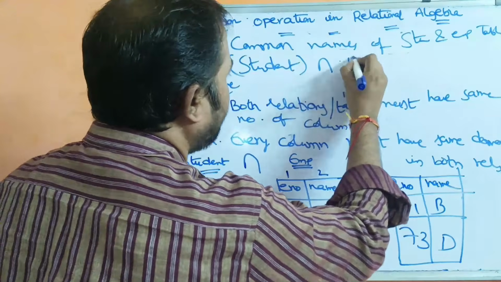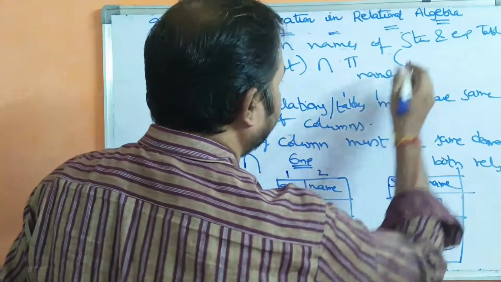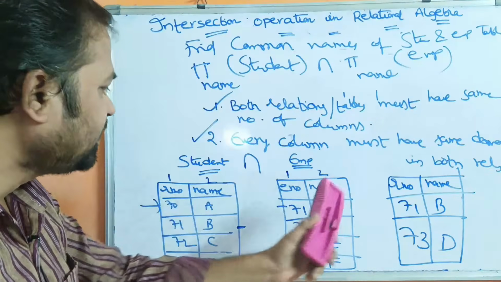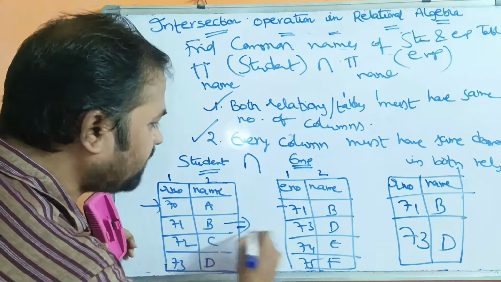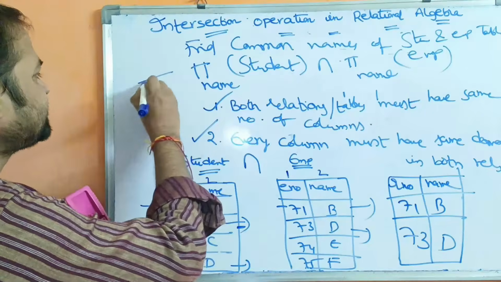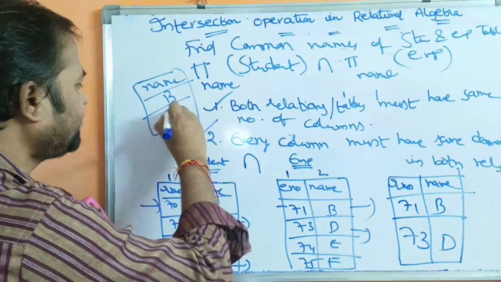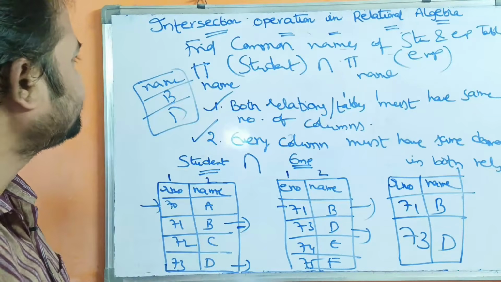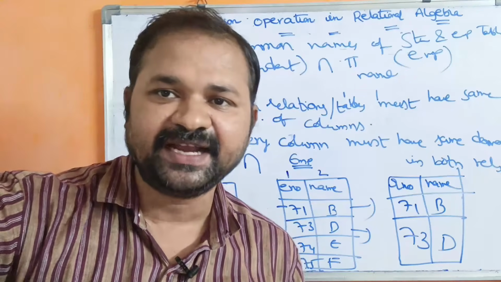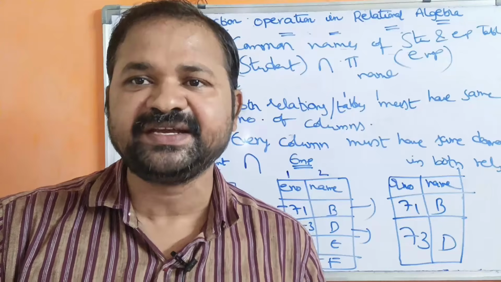intersection, pi name of, what is the second one? The employee table. Okay. So what are the names which are common in both the tables? B is common. Next, D is common. So it will produce output like this. Name: B is common, D is common. So this is about the intersection operation in relational algebra.